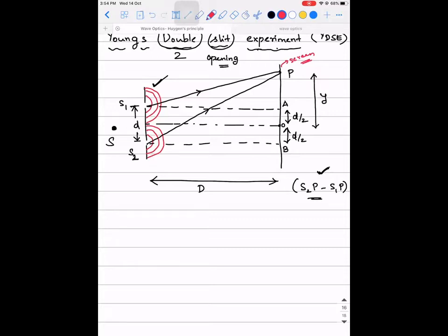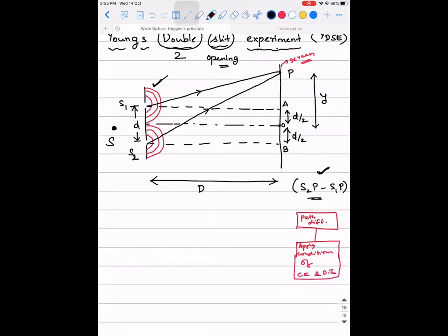If I have to put a block diagram for this derivation, first we will find the path difference between S2P and S1P. After you find the path difference, apply the conditions of constructive and destructive interference. As simple as that. That's all we are going to do.